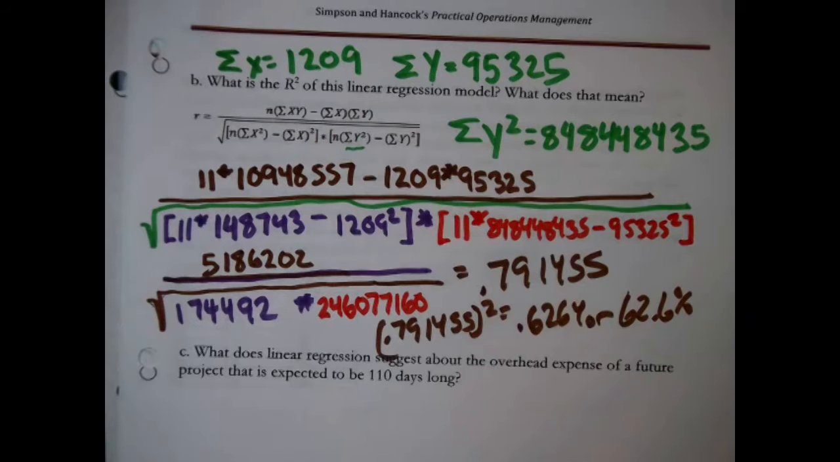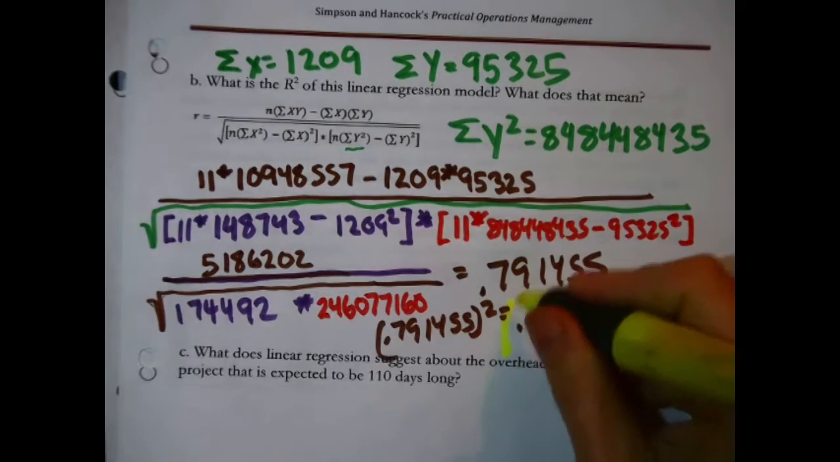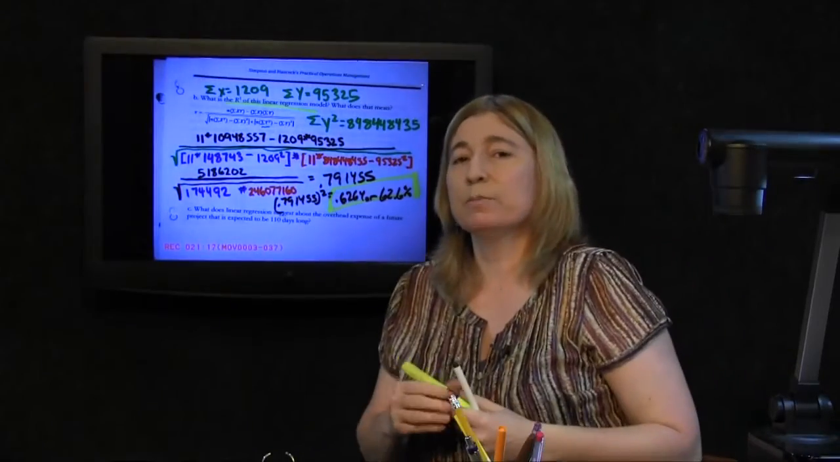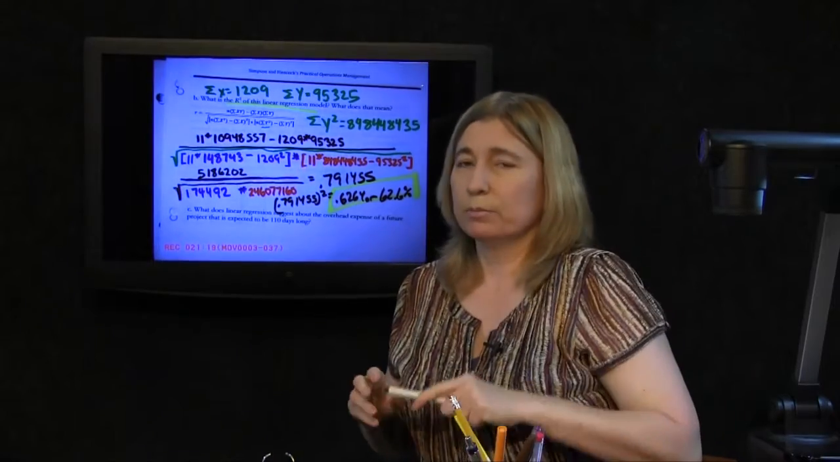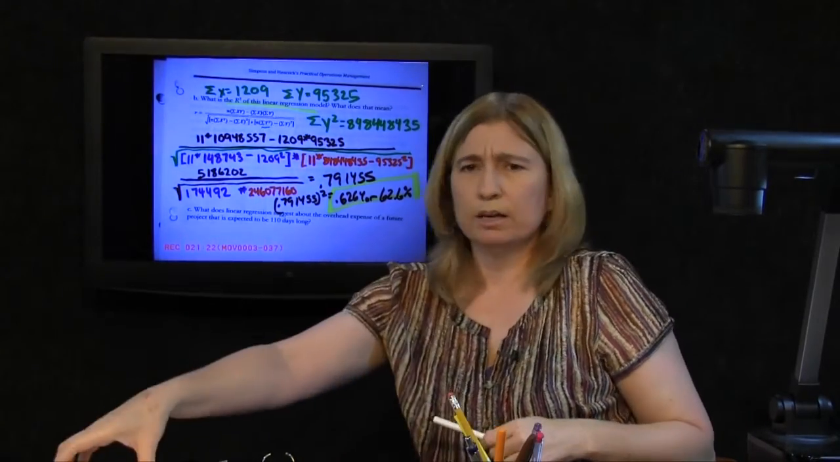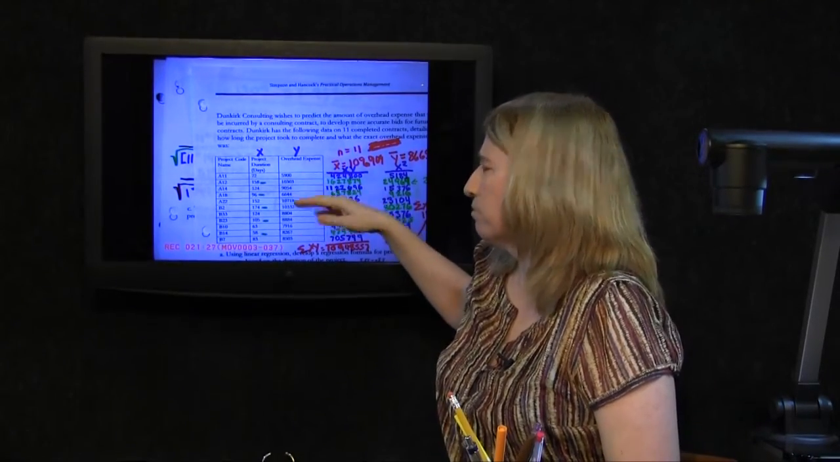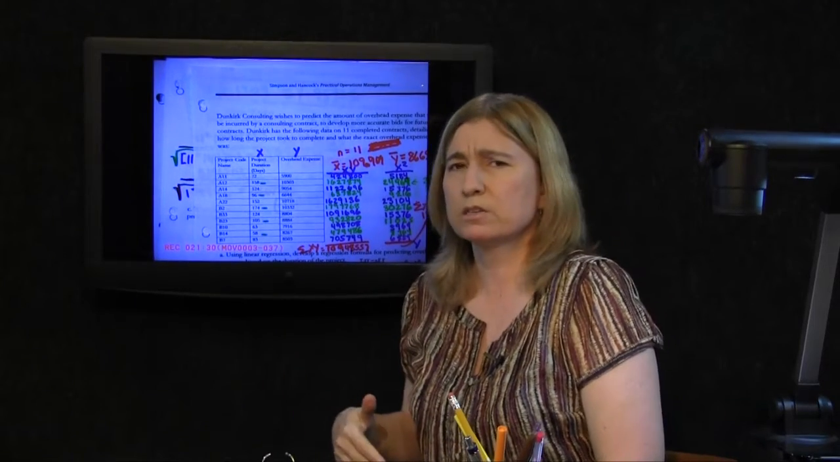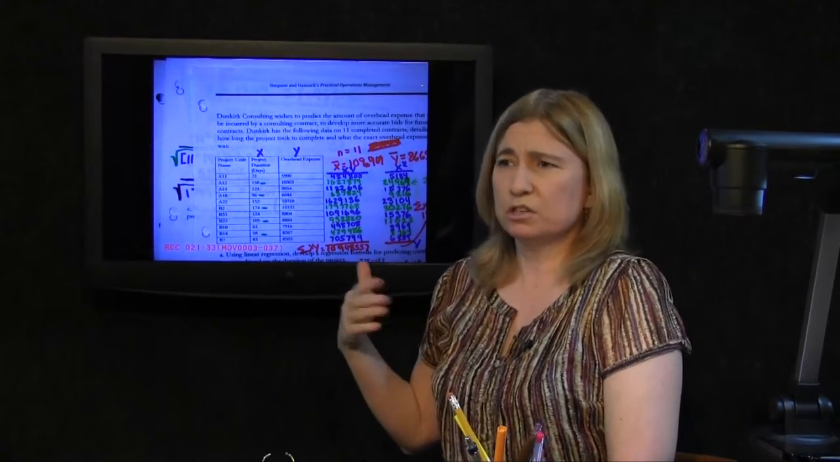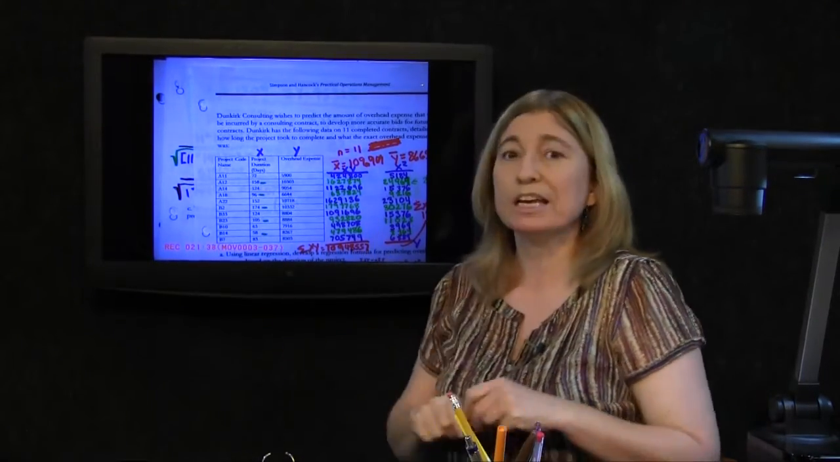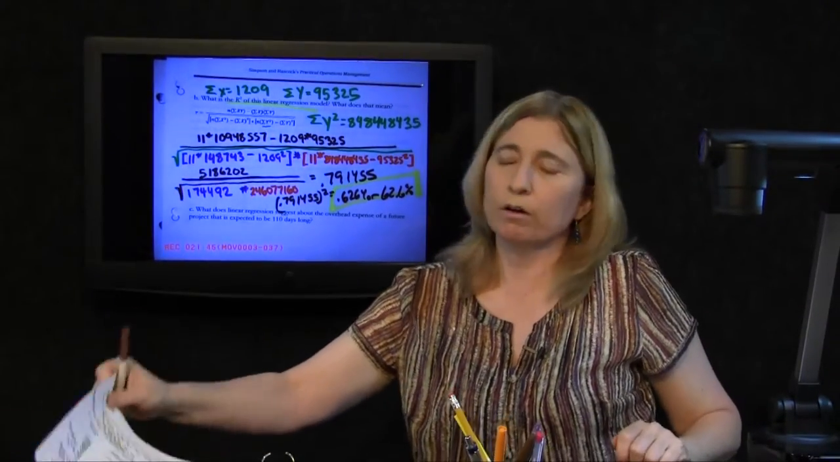That is the actual answer to the question, let me box it in: what is the R squared of the model? And then what does this mean? It means, just like I said at the beginning, in that table, all this data right here, where there is all this variation in the amount of overhead expense in the various projects, 62.6%, somewhat less than 2/3 of that variation is explained by this particular expression that we worked so hard to find.